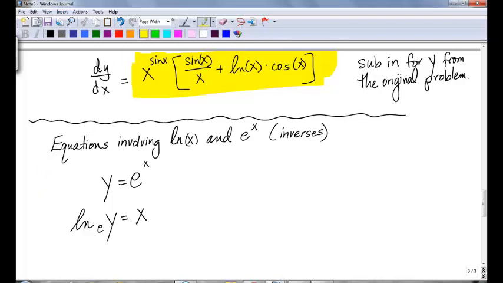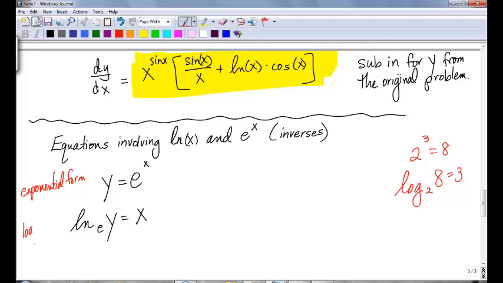This one is exponential. It's just like we did earlier. We did something like this. If I said 2 to the third power equals 8, that's exponential. If I wrote it in logarithmic form, I'd write the log of 8 base 2 equals 3. Doing the same thing here. This is the logarithmic form. E is the base, x is the exponent for the logarithm, and y is the number.